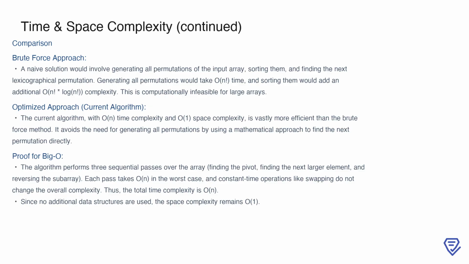In contrast, the optimized algorithm reduces the problem to 3 linear passes over the array, achieving a time complexity of O(n) and a space complexity of O(1). This efficiency is achieved by leveraging a mathematical approach to directly compute the next permutation without generating all possibilities. The sequential nature of the operations and the absence of extra data structures confirm the big O analysis, making this algorithm a significant improvement over the brute force method.